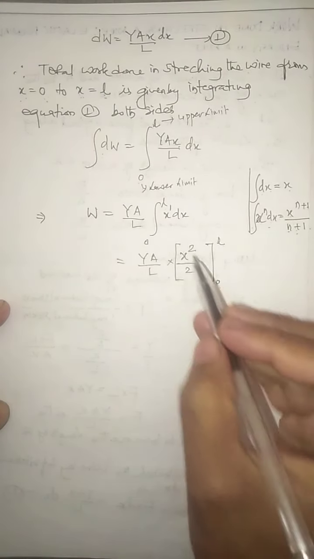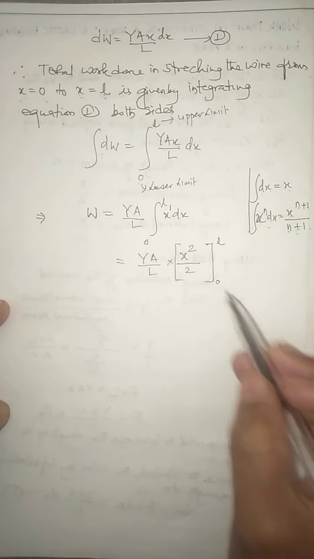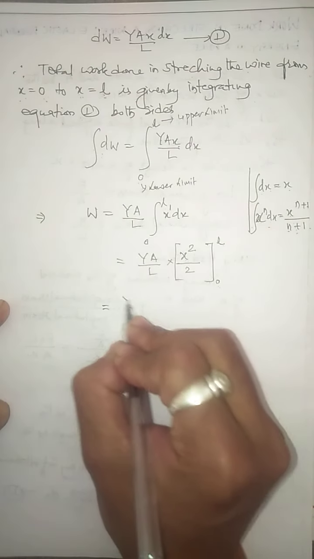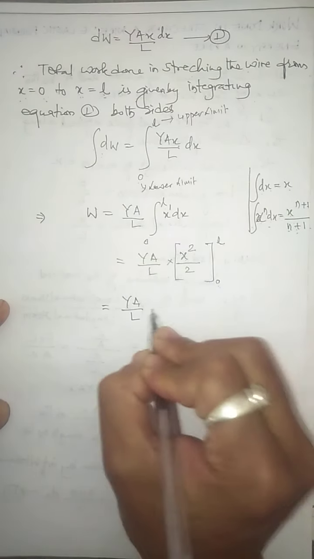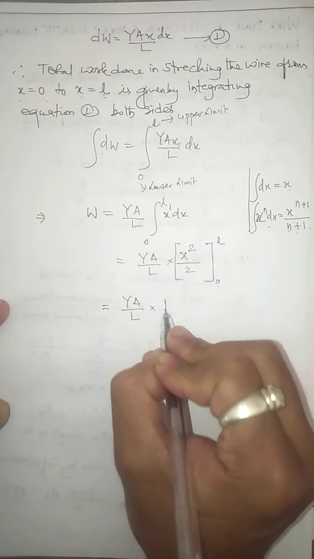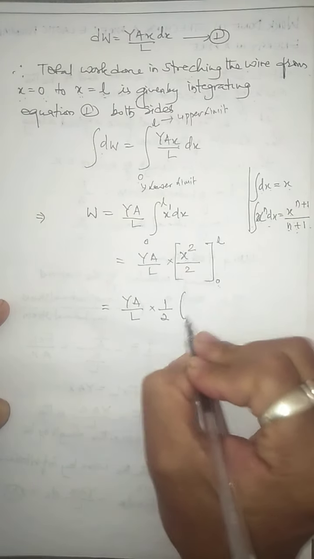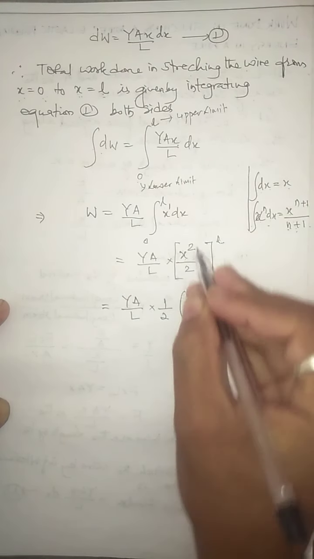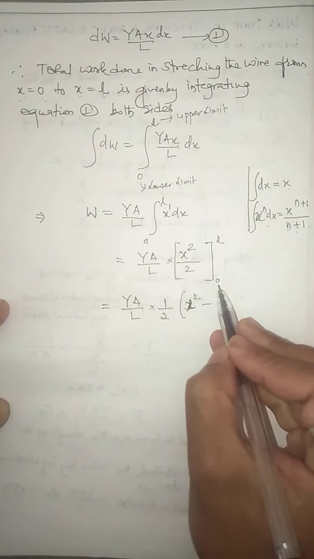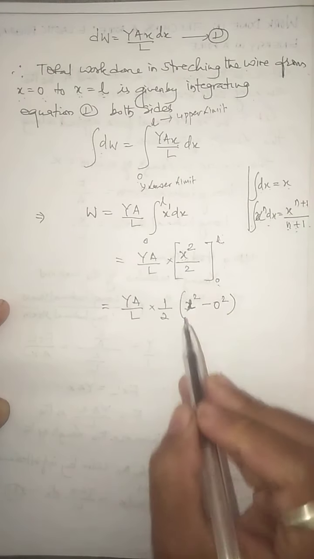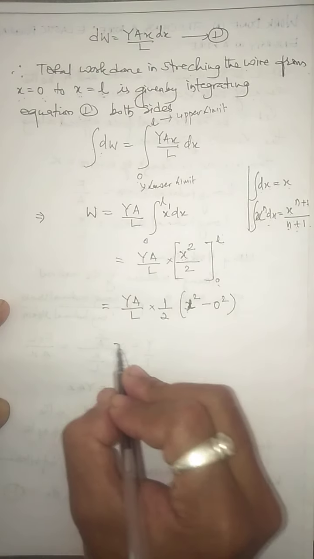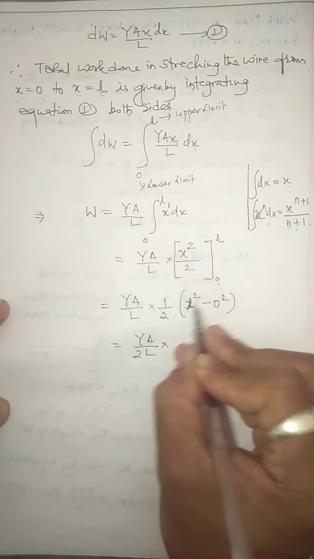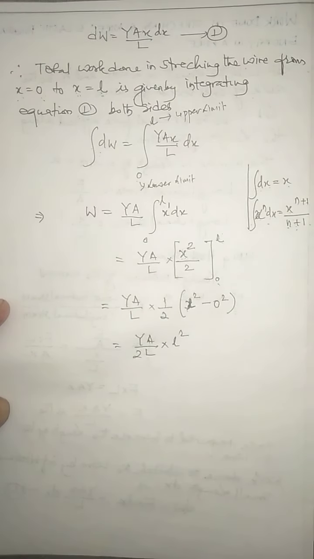Now I expand this by writing upper limit minus lower limit: x is L for the upper limit, x is 0 for the lower limit. So it will be YA by L. Look at this part, children. 2 I'll take out from the bracket, so it will be 1 by 2. Then x will be L square for the upper limit, minus 0 square for the lower limit. So always expand as upper limit minus lower limit. So this will be YA by L into 1 by 2, into L square minus 0, which means L square only.